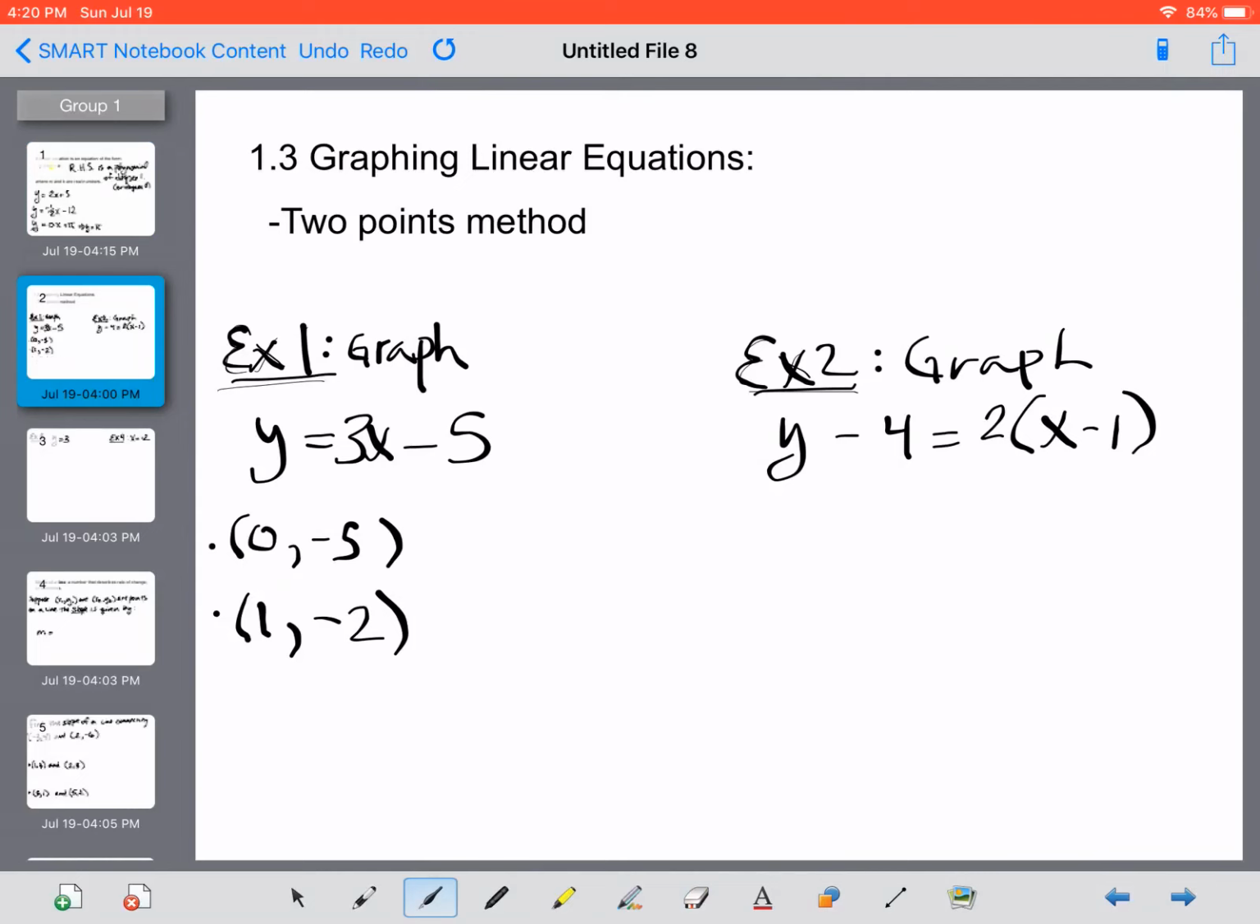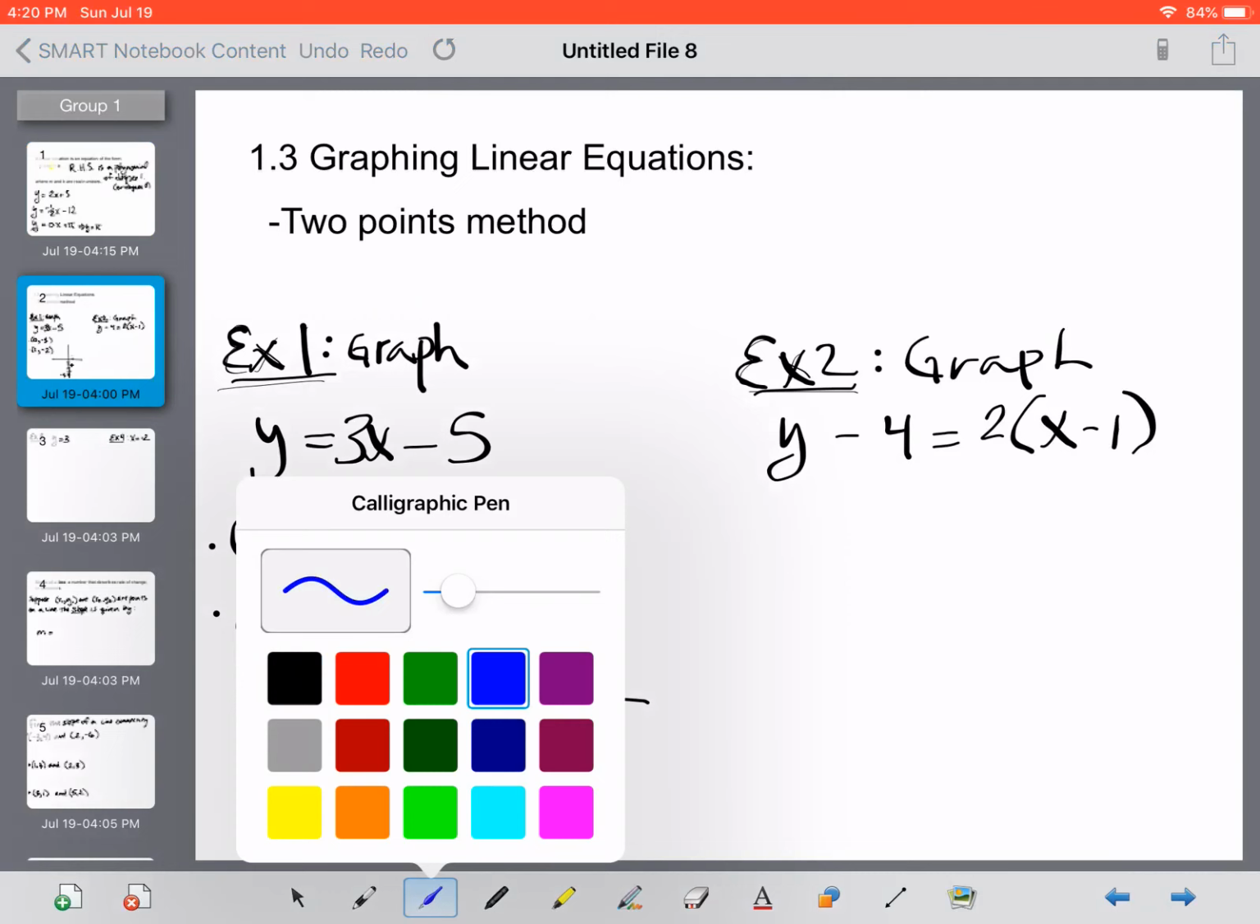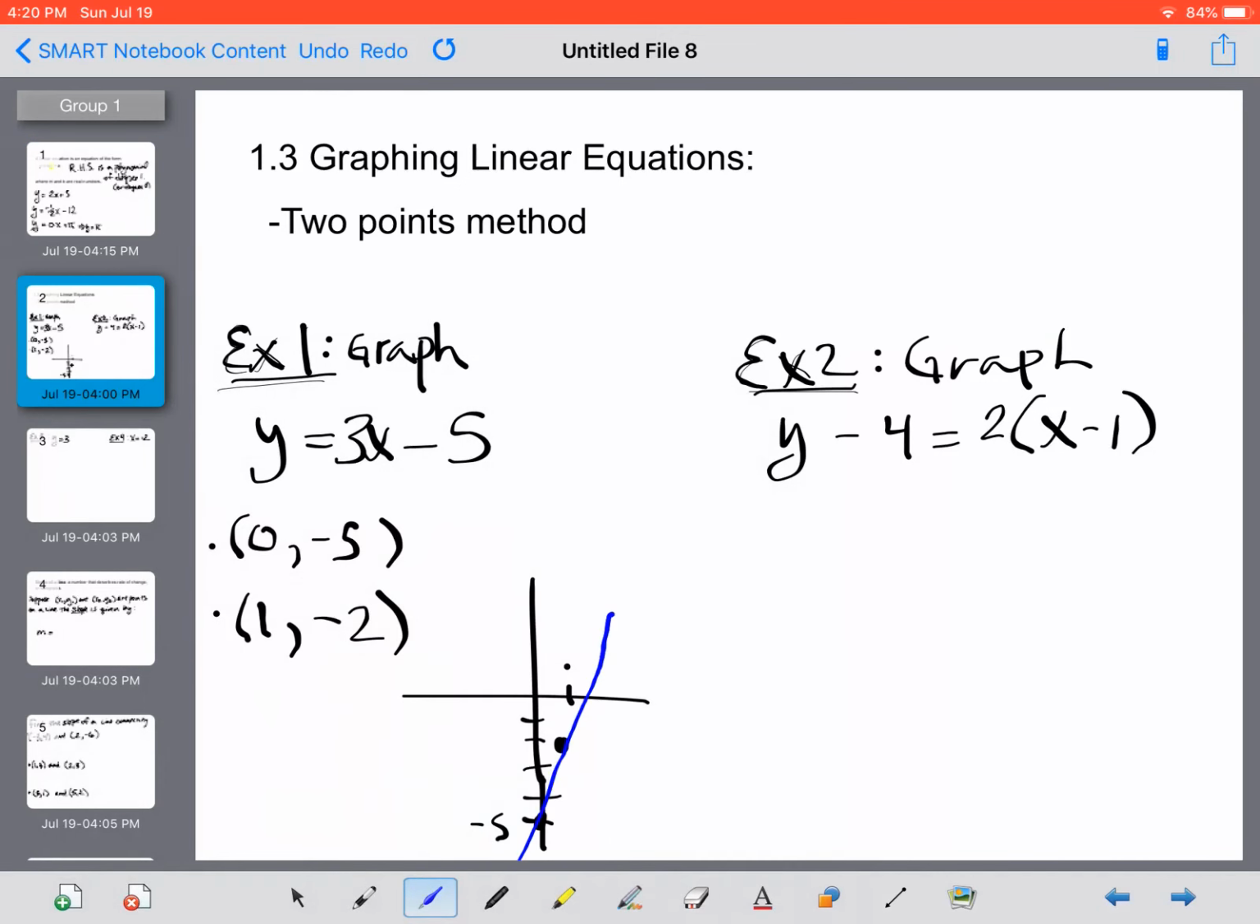We have those 2 points, so I can now graph this equation by plotting the point at 0, negative 5, and then plotting the point at 1, negative 2, which is right here, and that's enough to sketch this whole line. Just draw your line through those 2 points. Try to draw it better than I did. I'm not very good at drawing.